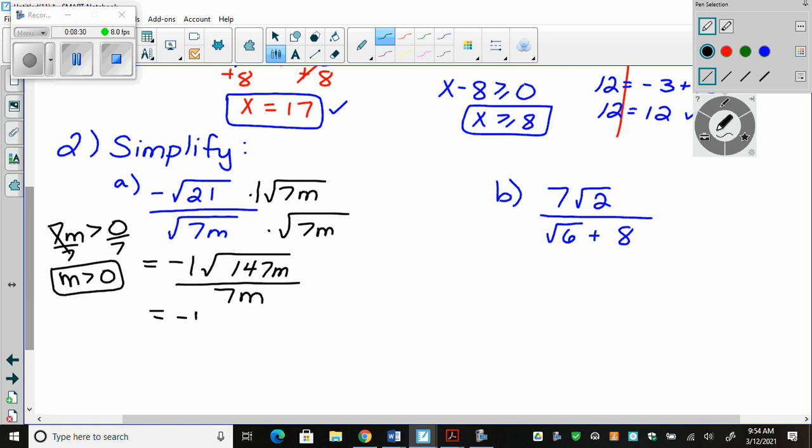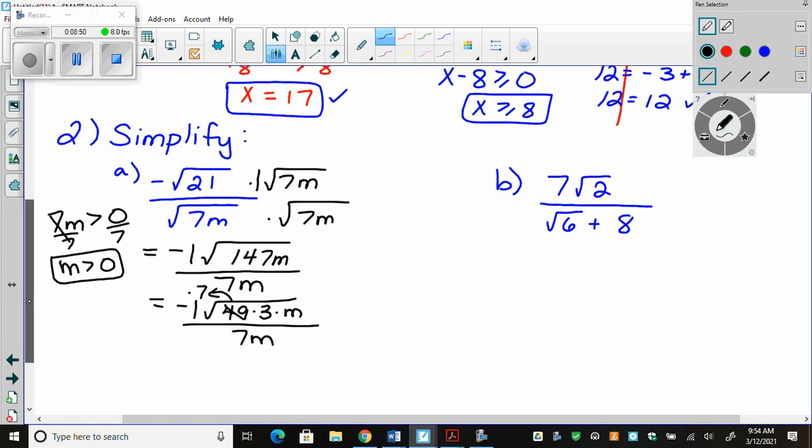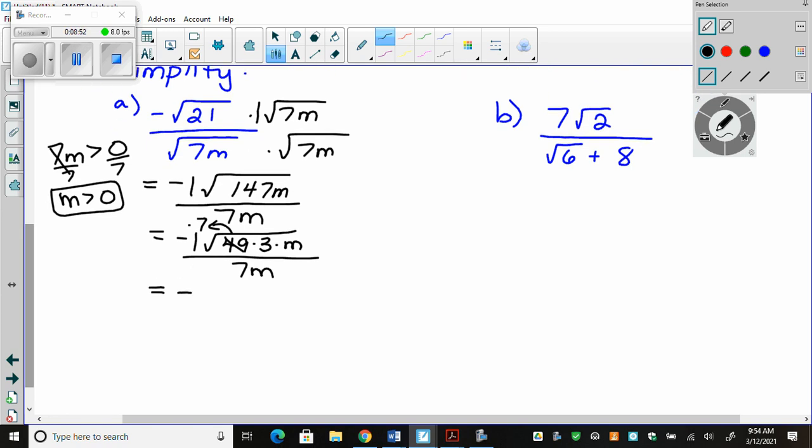So we get negative 1 root 49 times 3 times m, which is good to have that chart, because if you have the chart, you'll work through it, right? Doesn't take very long, just boom, boom, boom, boom, boom, divide them out. The 49 comes out and it's a 7. And then in the bottom, I have 7m. Now I have negative 7 root 3m over 7m. Now the 7 and the m are multiplied, are they not? They're in their own brackets, correct?